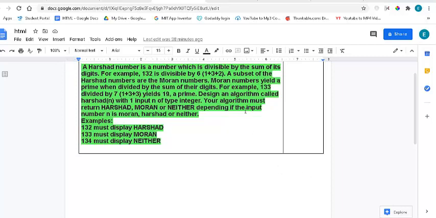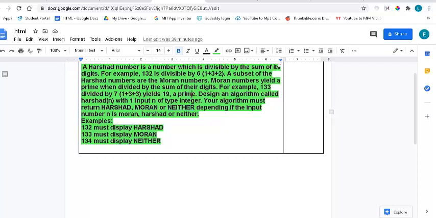In this video, we are going to try to write the algorithm for harshad number. The algorithm harshad takes one input n, which is a positive integer. In return, it has to give us either harshad, meaning that the number is harshad, moron if the number is moron, and neither if it's none of these.